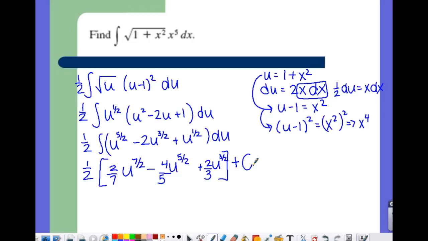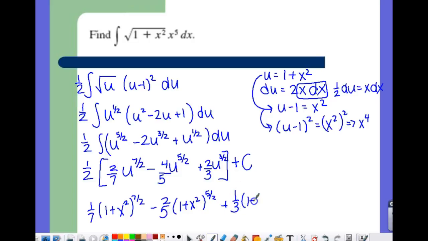So 1/2 times 2/7 becomes 1/7. One plus x squared to the 7/2 minus 1/2 times 4/5, which is 2/5, 1 plus x squared to the 5/2. Plus 1/2 times 2/3, which is 1/3, 1 plus x squared to the 3/2 plus c.